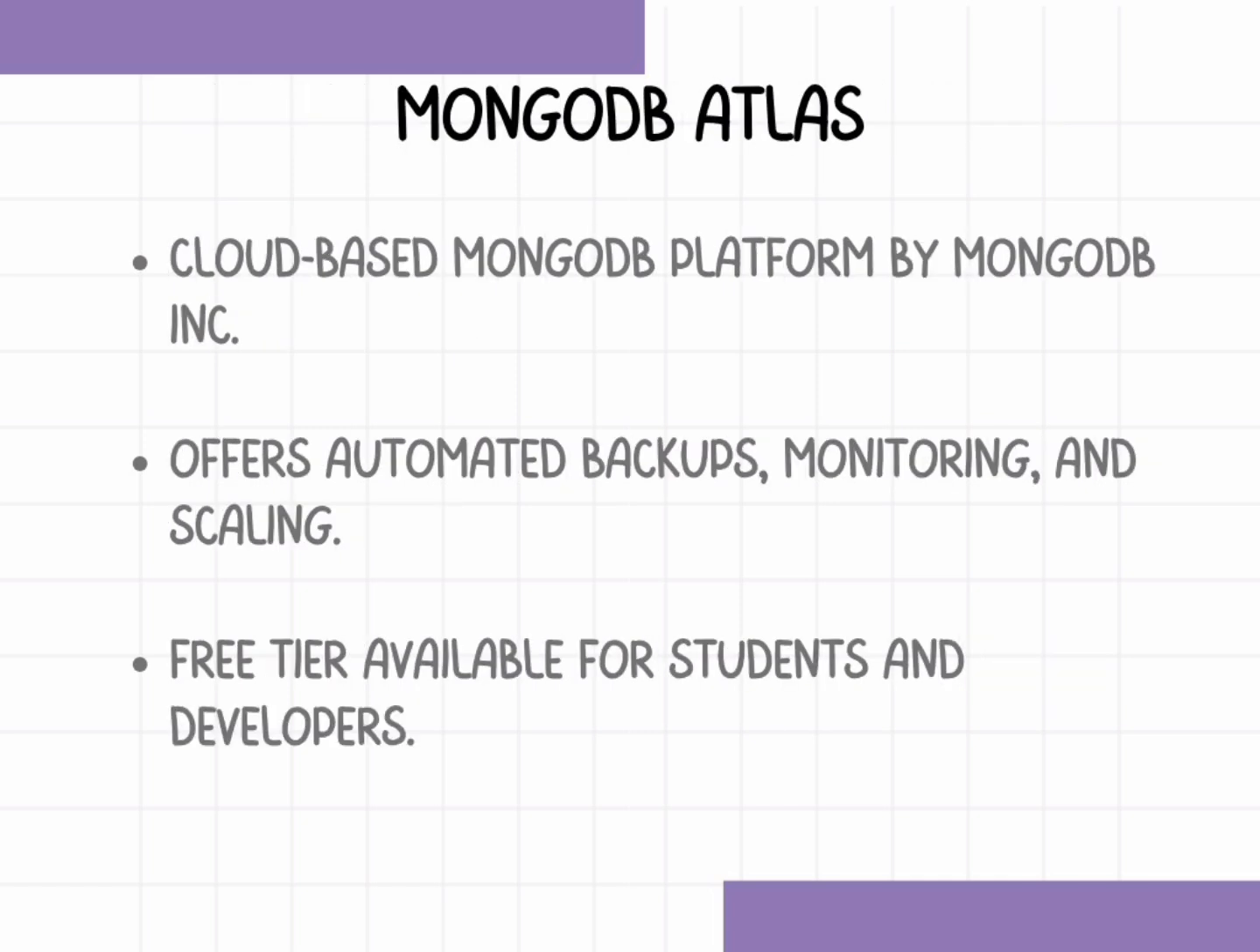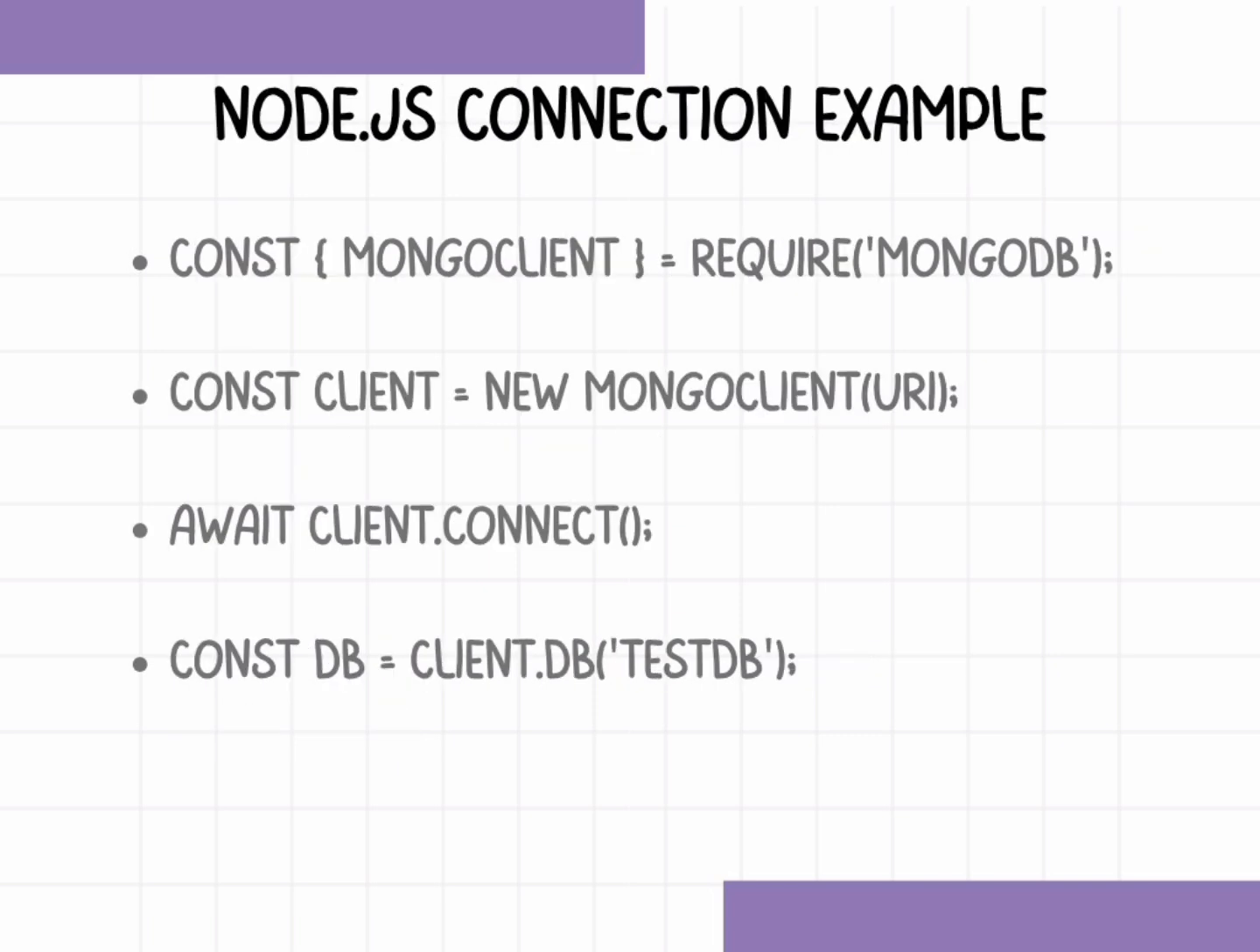MongoDB Atlas is a cloud-based version of MongoDB provided by MongoDB Inc. It offers automated backups, real-time monitoring, scalability. There's also a free tier for students and developers, perfect for testing and learning. Now we can also connect MongoDB with Node.js using the MongoClient and client.connect functions. This is commonly used in web applications where Node.js handles the backend logic.